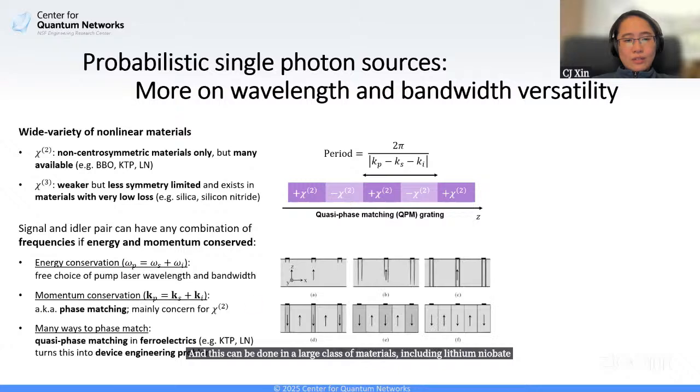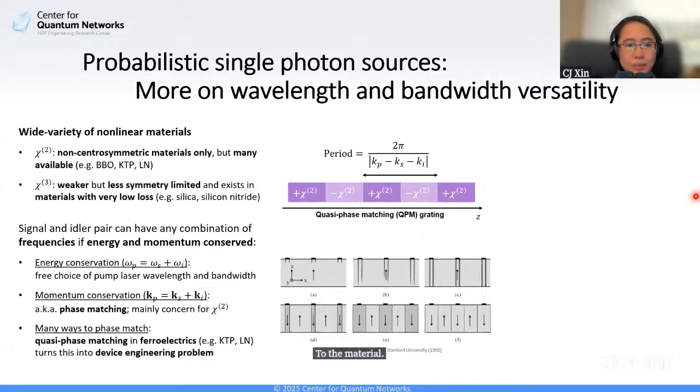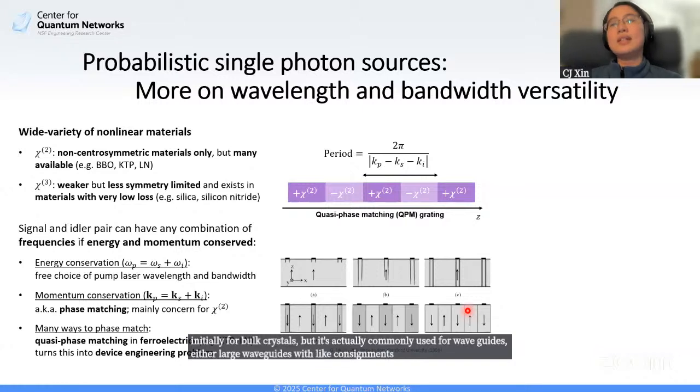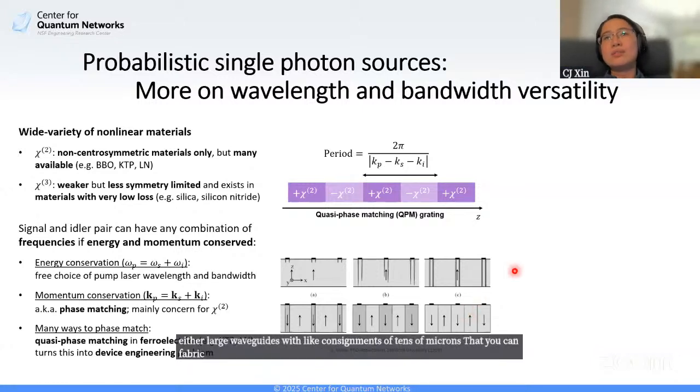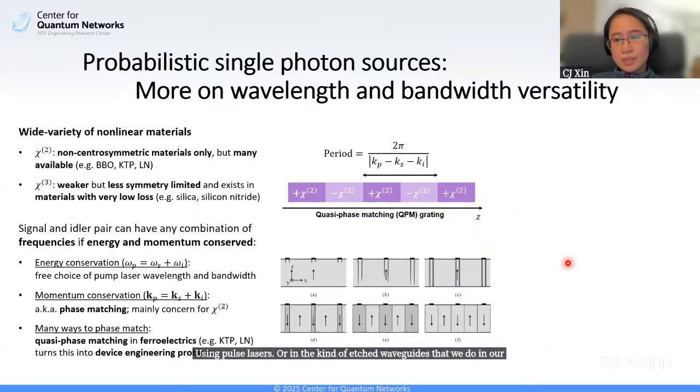These materials are called ferroelectric materials, where the sign of the second order nonlinear coefficient can be periodically inverted just by applying an electric field to the material. And this is called periodic poling. It was developed initially for bulk crystals, but is actually commonly used for waveguides, either large waveguides with confinements of tens of microns that you can fabricate by dicing or using pulsed lasers, or in the kind of etched waveguides that we do in our group on thin film lithium niobate.